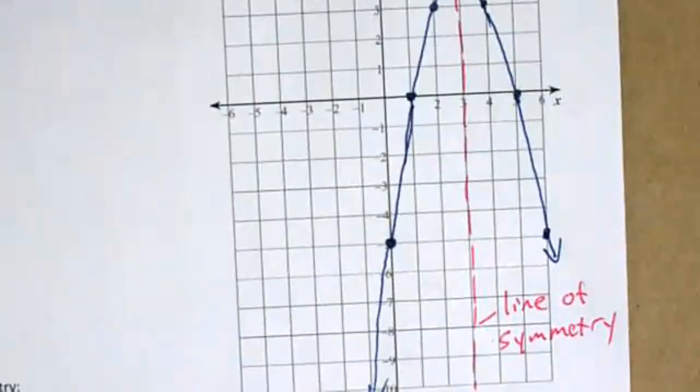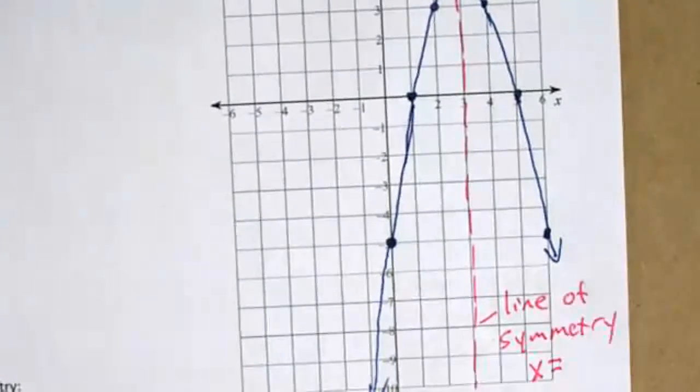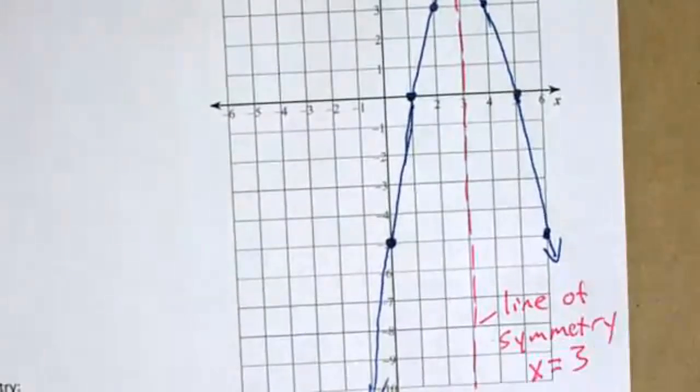That line has an equation. The equation of that line is x equals, anybody want to tell me the number that I'm going to put after this? Take a guess. 3 is correct. X equals 3. Do you see where we're getting the 3 from? That's where it crosses the x-axis, right? X equals 3 is our line of symmetry.